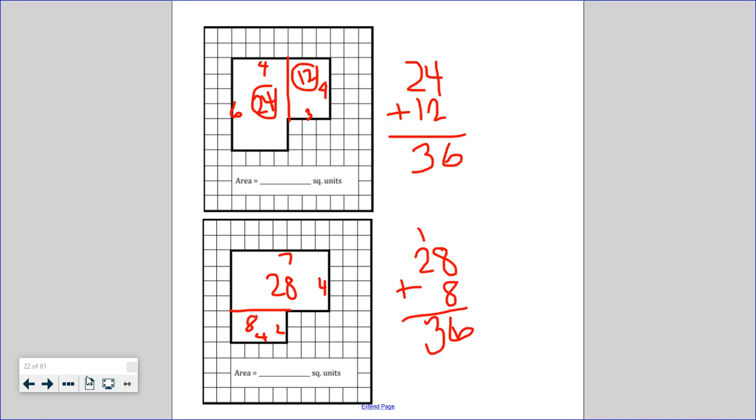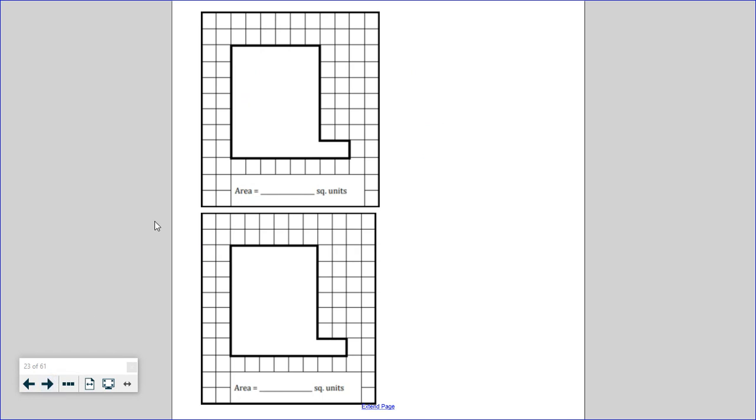All right, nice work. So now you look at the two on the bottom of your page. Again, I put them on top of each other right here. And what I want you to do is pause the video, and then with your pencil, partition each of these into different ways. So choose one way to partition it here and one way here. Find the area of the two partitioned rectangles and add them together. All right, go ahead and pause and begin.